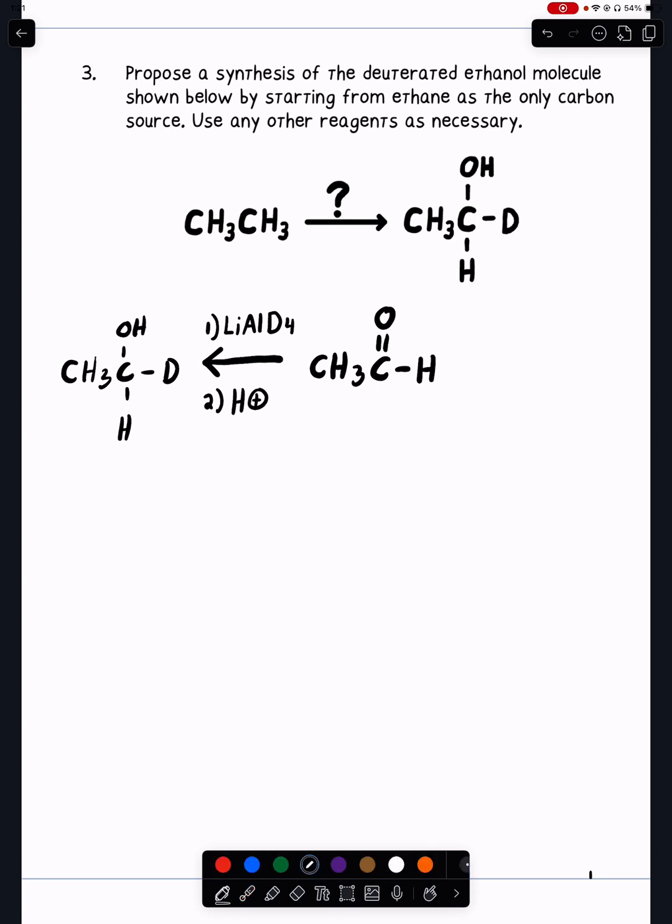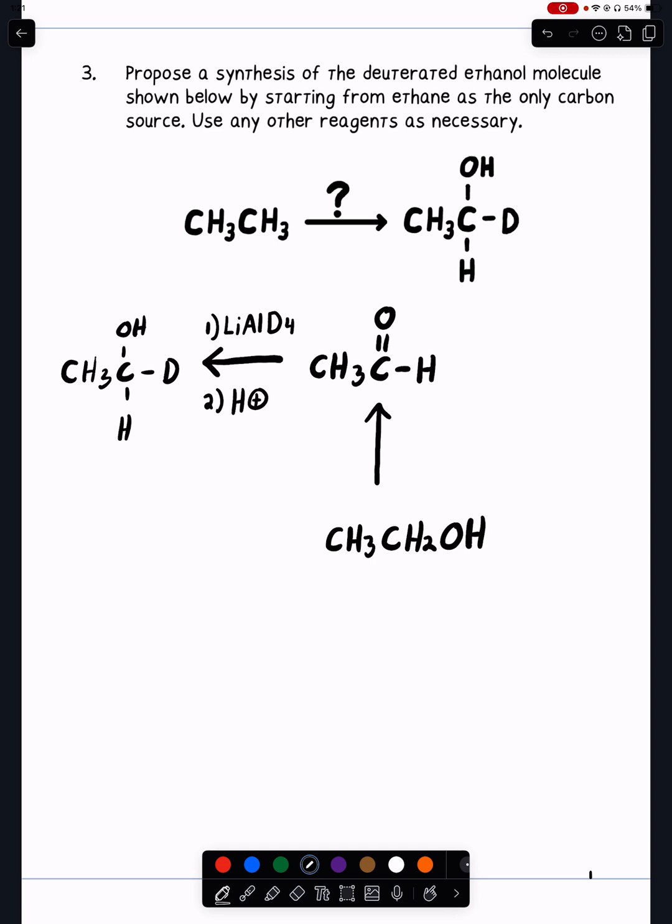Now, the next step is we have to figure out how we're going to make this aldehyde, keeping in mind that we have to make this from ethane. Well, how can we make aldehydes? We know we can make aldehydes from the corresponding alcohol. So I'm just going to turn this into the corresponding alcohol, which in this case is ethanol, right?